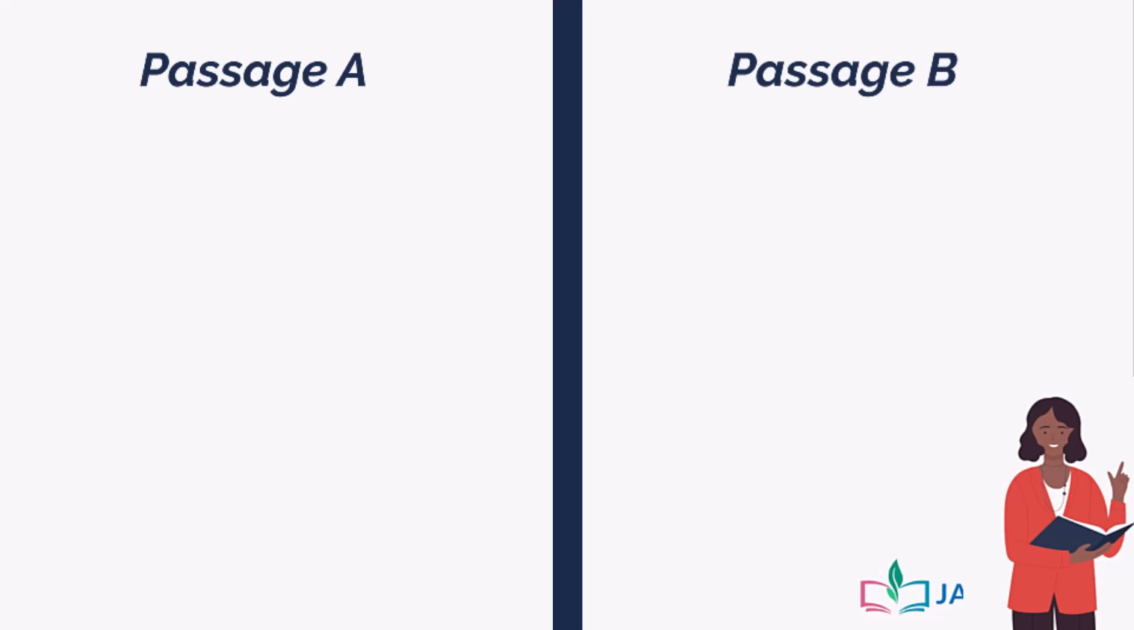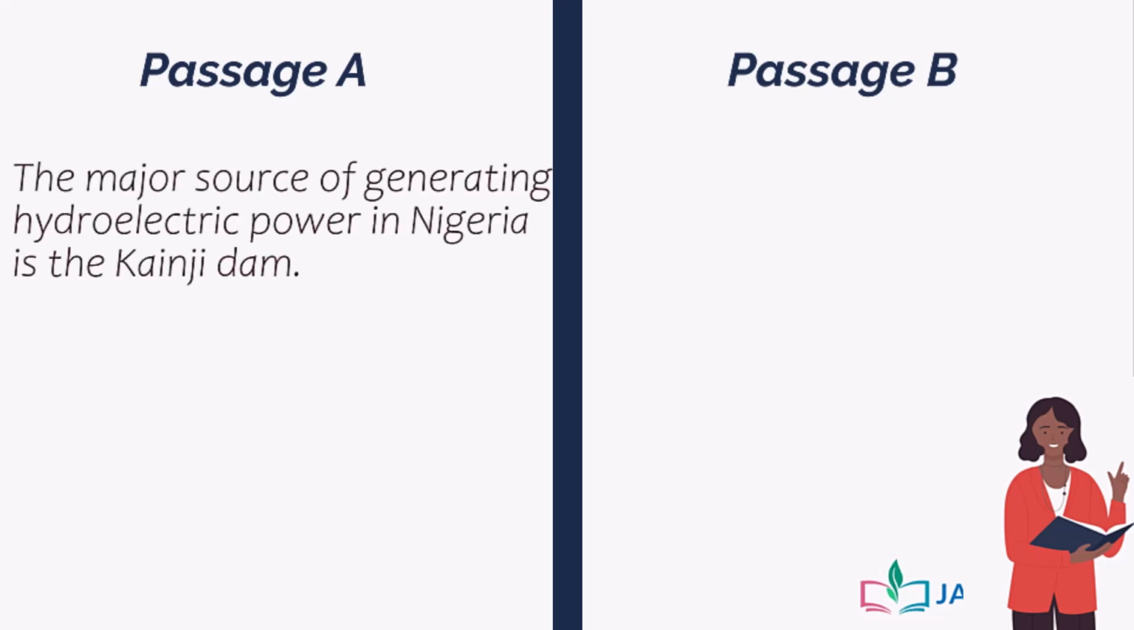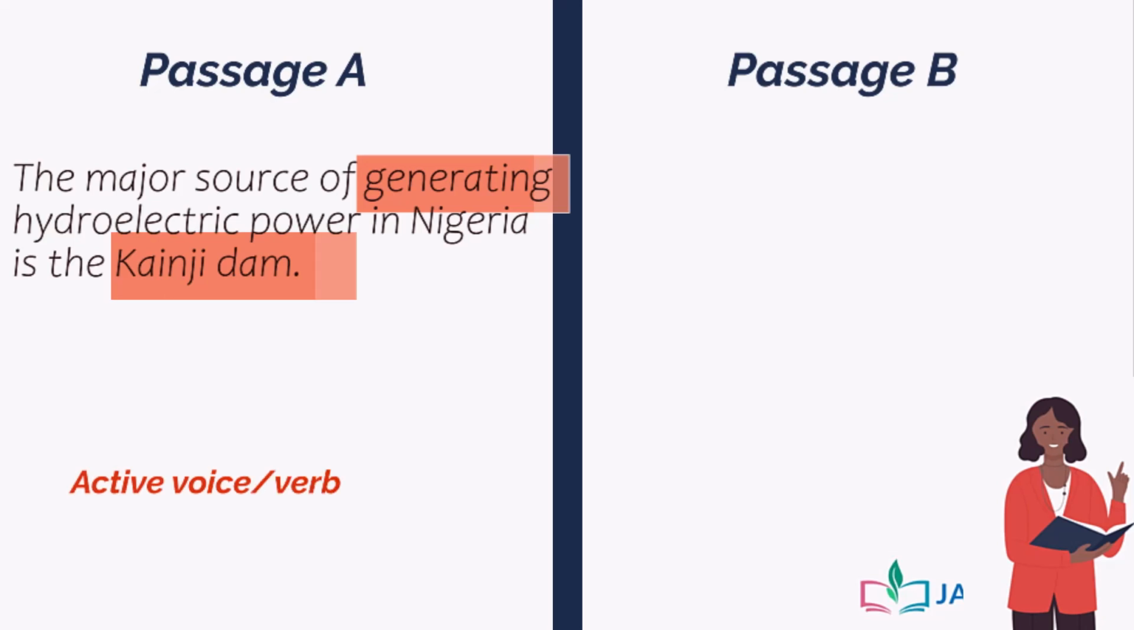The first sentence of passage A reads, "Kanji Dam is the major source of generating hydroelectric power in Nigeria." We can see that the subject of the sentence, Kanji Dam, comes before the sentence's verb, which is generating. Therefore, we can say that passage A is in the active voice and uses active verbs. You would also notice that all sentences in passage A are written like this, with the subject of the sentence always coming before the verb of the sentence.